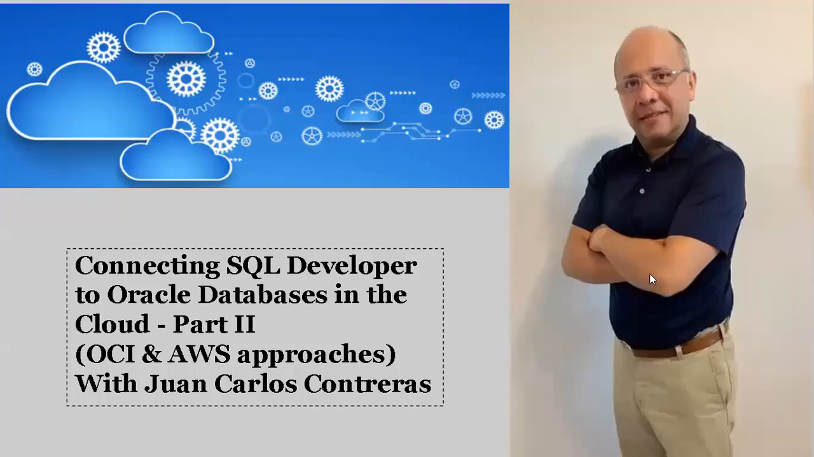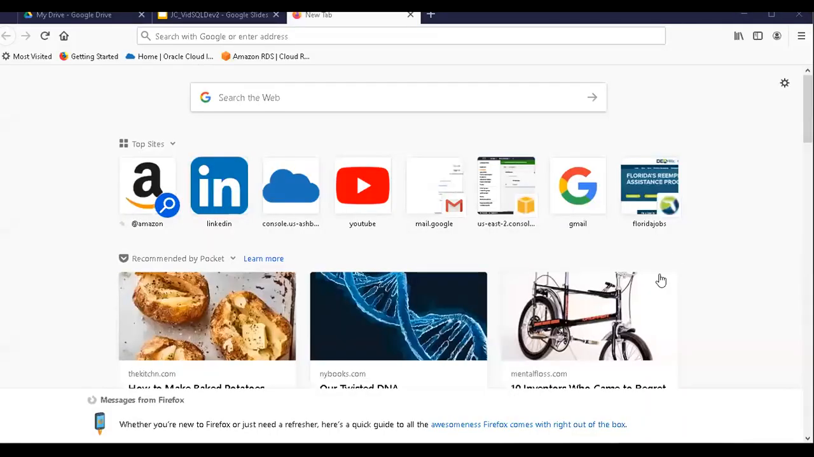Hi everybody. In my previous video, I did explain how to connect from SQL Developer to an Oracle Autonomous Database in OCI. So this time, let's try to configure a new connection, but pointing to an Oracle database created by using Amazon RDS. I will click this link in my toolbar, which addresses me to my RDS free service.